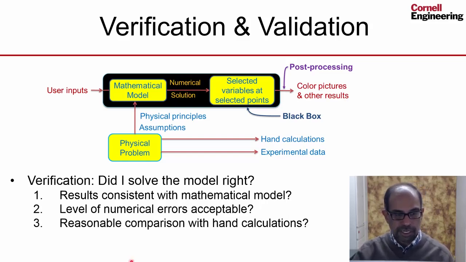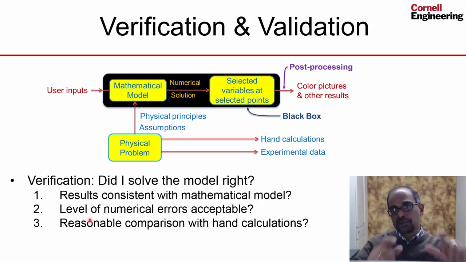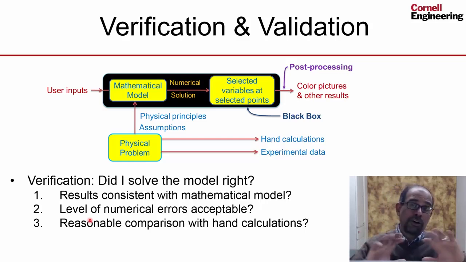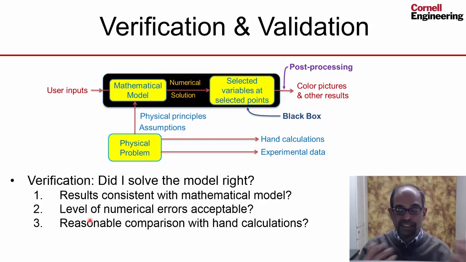The third category of checks is looking at whether we are getting a reasonable comparison with hand calculations. So it's looking at whether the results are comparable to your expectations from hand calculations. You can see that there is judgment involved, right? Engineering judgment. What is acceptable? What is reasonable? And so on. And that's something you will get as you get more experience. But one can get into this habit of checking these things right off the bat, and that's what we're going to do.